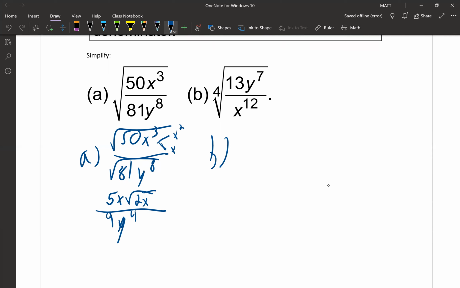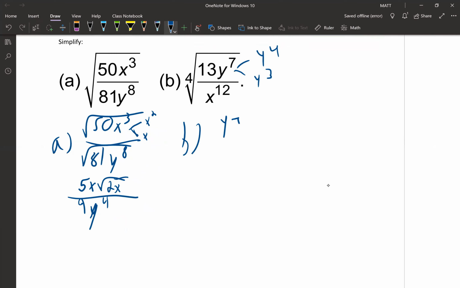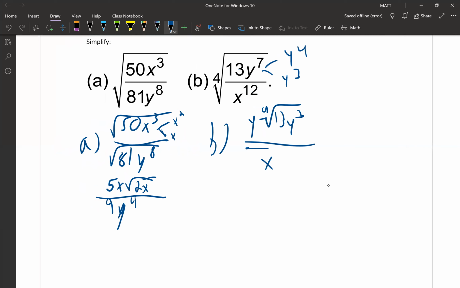right? So I can take the 4th root of the top, the 4th root of the bottom. So if I take the 4th root of the top, notice that y factors into y to the 4th, y to the 3rd. So the 4th root of y to the 4th is just y. So we get y, 4th root of 13 multiplied by y to the 3rd over, remember the 4th root of x to the 12th is just going to be x to the 3rd.